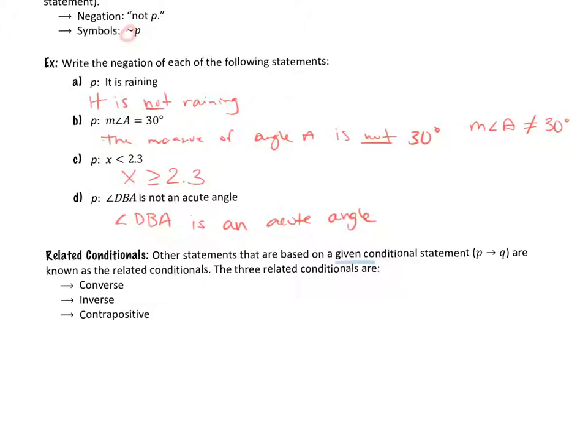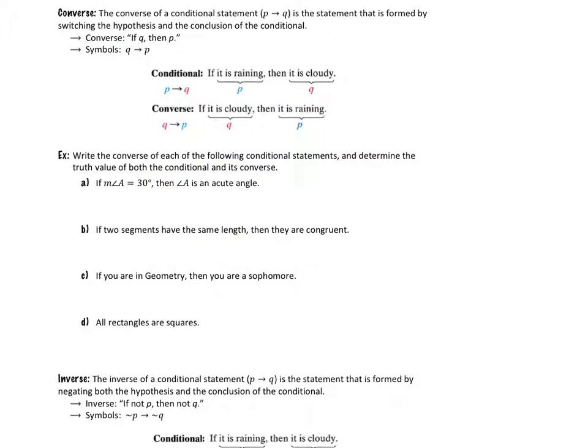For any given conditional statement, so P implies Q, there are related conditionals, and there are 3 of them, and those are the converse, inverse, and contrapositive statements. The converse of a conditional statement, P implies Q, is going to be the statement that is formed by switching the hypothesis and the conclusion of the conditional. So if I start out with if P then Q, the converse is if Q then P, and now we write it with the symbol Q implies P. So in our example, our original conditional statement is if it is raining, then it is cloudy. So we now switch our 2 parts of that statement. So now we say if it is cloudy, then it is raining.